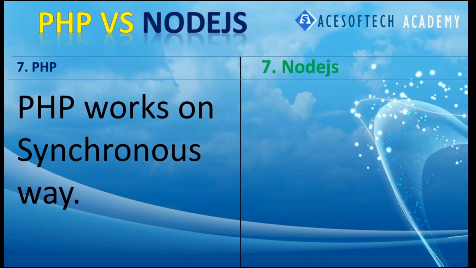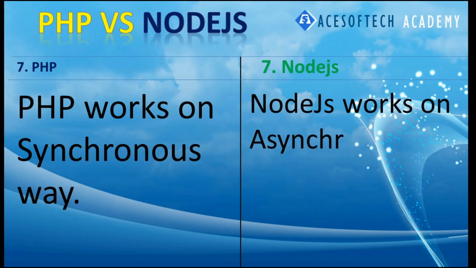PHP works in a synchronous way. On the other hand, Node.js works in an asynchronous way. So what does that mean? Let me show you with an example.